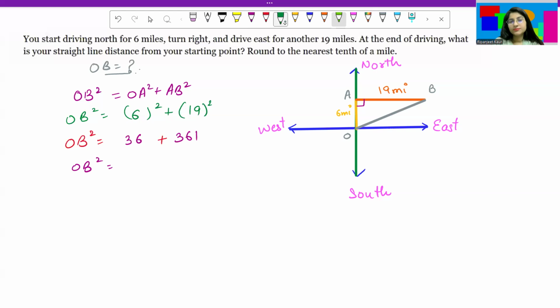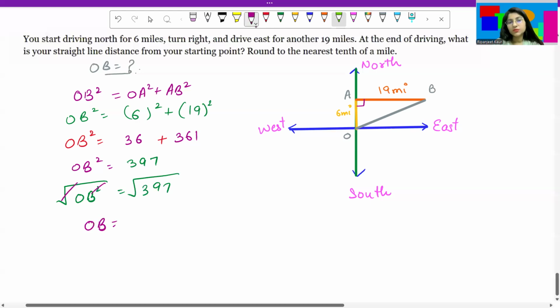It'll be 397. We want to find out the square root of OB square, to find out OB. Taking the square root on both the sides. So we are getting this. OB comes out to equal the square root of 397. What is the square root of 397?